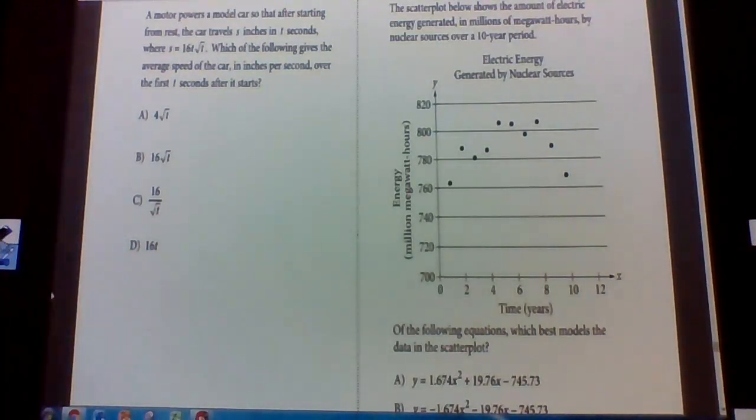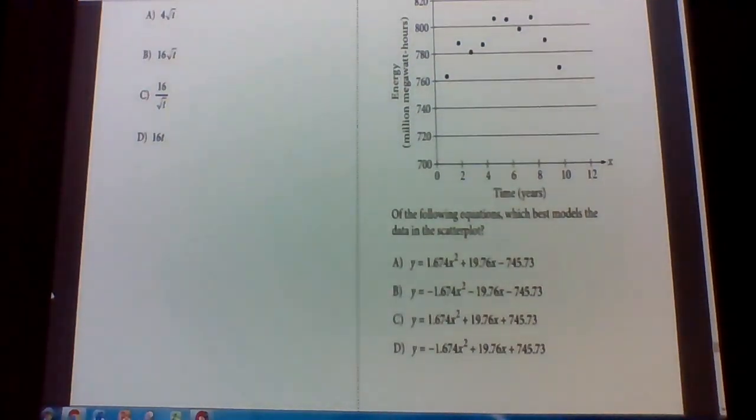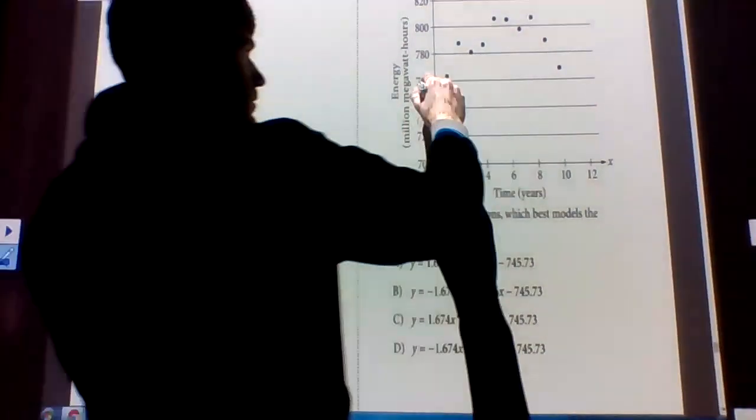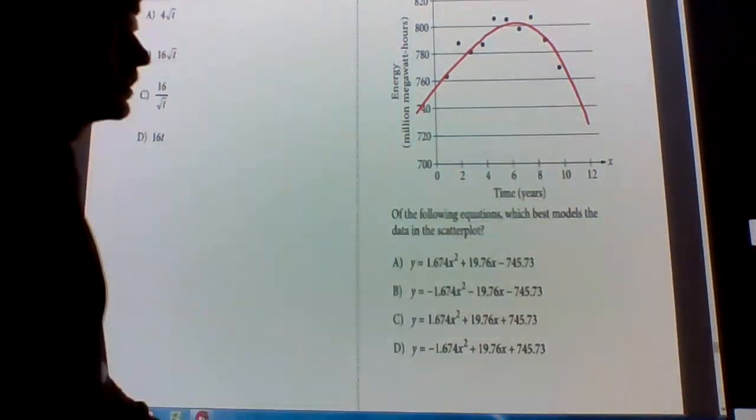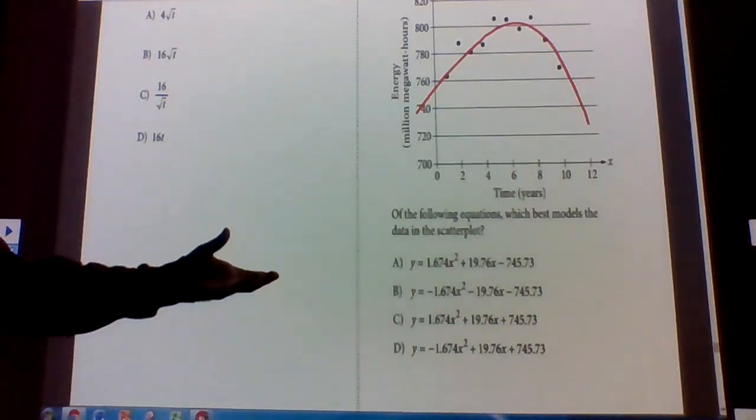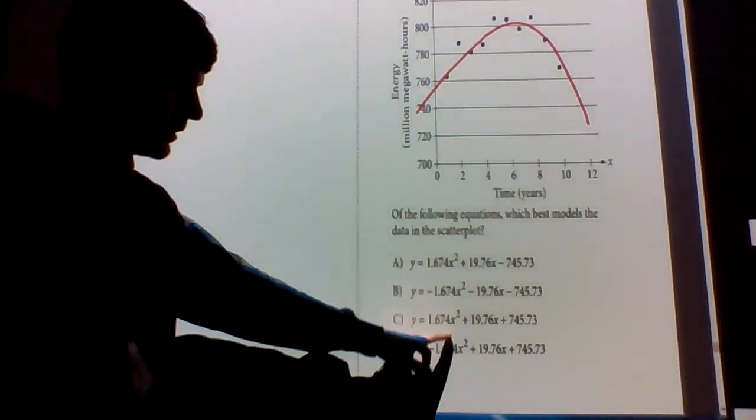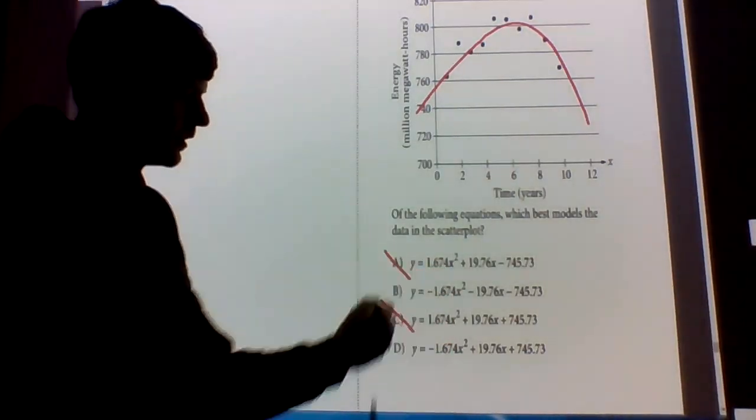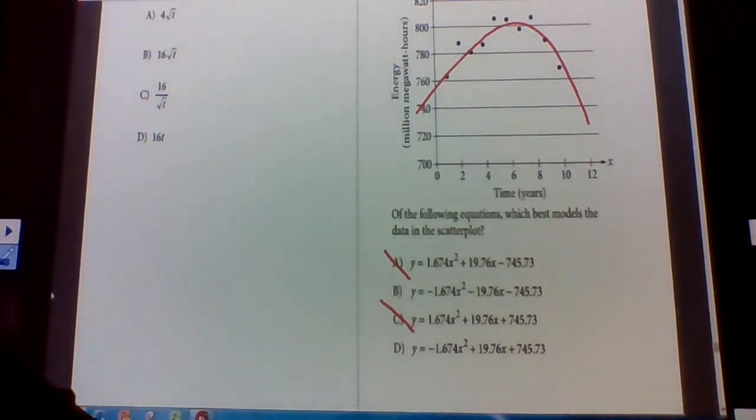Right, so we have a scatter plot here, annual amount of electric energy generated in millions of megawatts per hour by nuclear sources over a 10-year period, and we want to figure out which one of these equations matches up, right? Okay, so our best fit line is going to look like this. It's going to be a parabola. It's open downward, so it's negative. X squared is negative, so we can cancel off A and C.